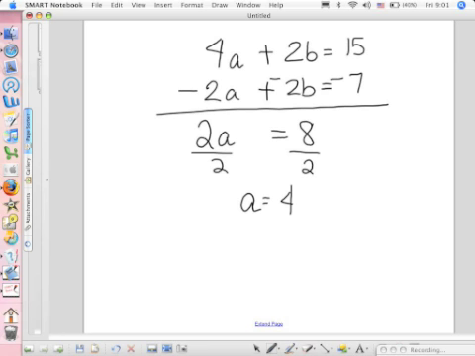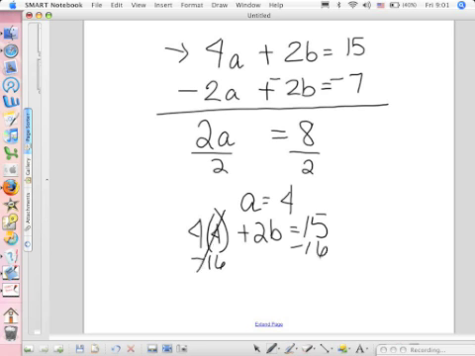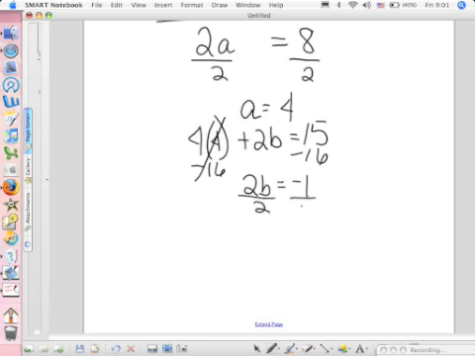Now what do I do? Plug it back into one of the other equations. So if A is 4, I'll plug it back into this one. Then 4 times 4 plus 2B equals 15. That's 16, right? Right. So I'm going to subtract 16 from both sides. I have 2B is equal to negative 1. Now what? Divide both sides by 2. So B is equal to negative 1/2. A was 4, B is negative 1/2.